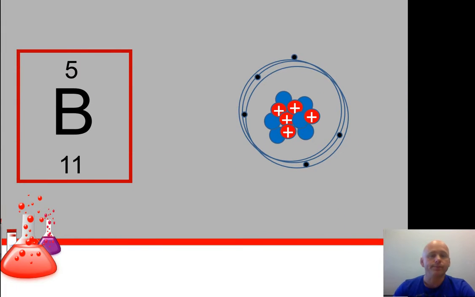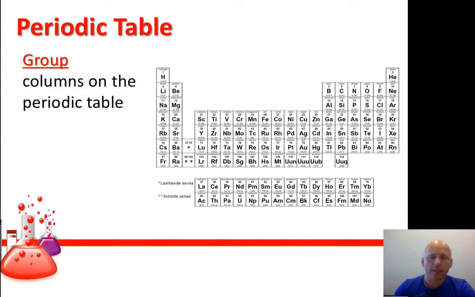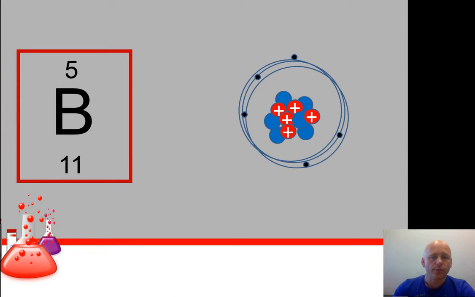If we take a look at boron, it's got an atomic number of 5. Okay, which means it has 5 protons. We come over here, 1, 2, 3, 4, 5 protons. Atomic number of 5. Alright? In the nucleus there should be 11 particles because it has a mass number of 11. So if we count them, 1, 2, 3, 4, 5, 6, 7, 8, 9, 10, 11. Okay? 11 in the nucleus.